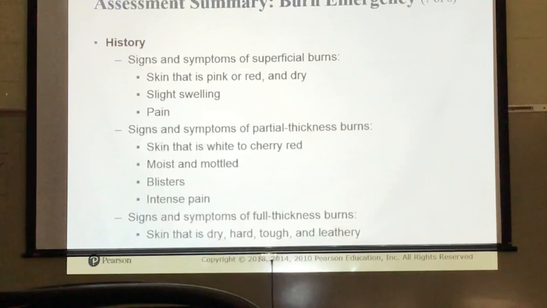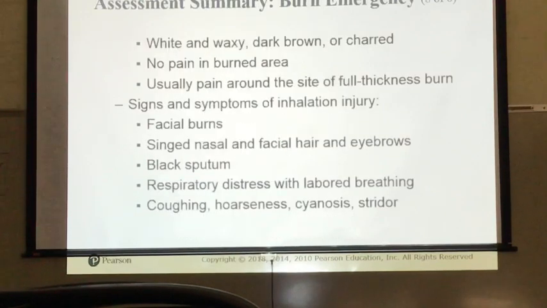History, signs and symptoms. Skin that is pink or red, slight swelling, any kind of pain. Skin that is white to cherry red, moist, mottled, blistered, intense pain. Skin that is hard, tough, leathery, white, waxy, dark brown, charred. No pain in the burned area. They will have pain around the outside because all those nerve endings are not burnt. Okay?